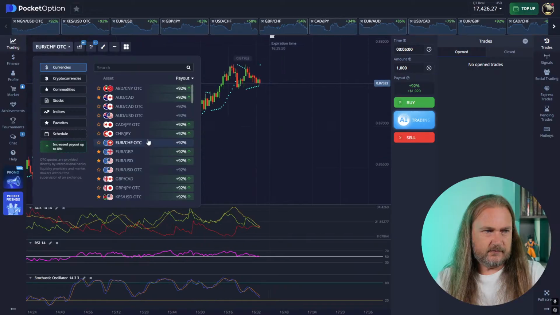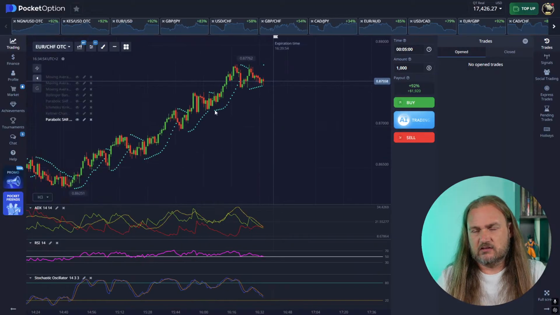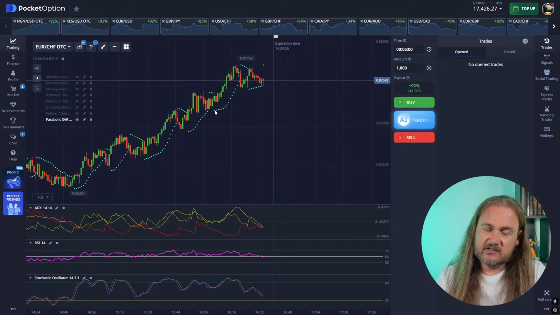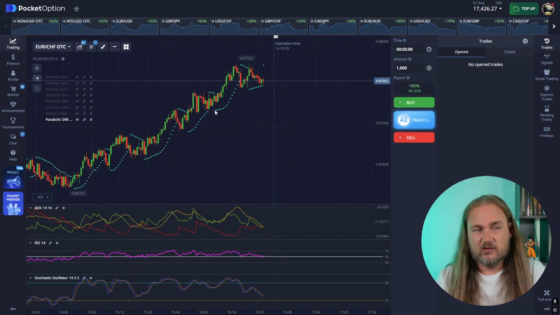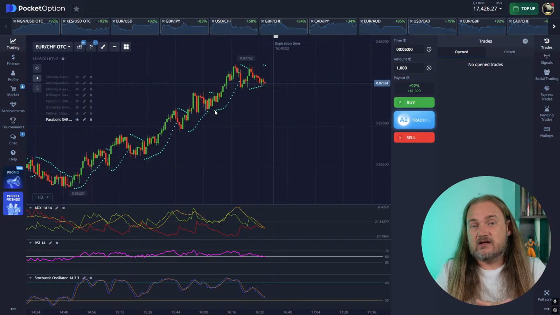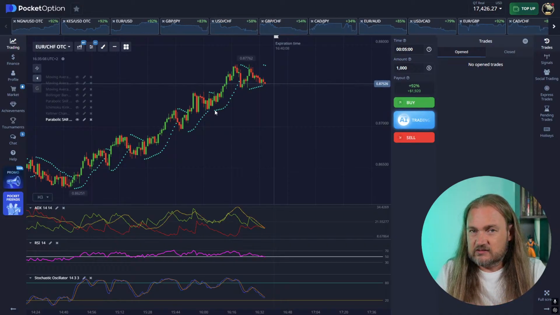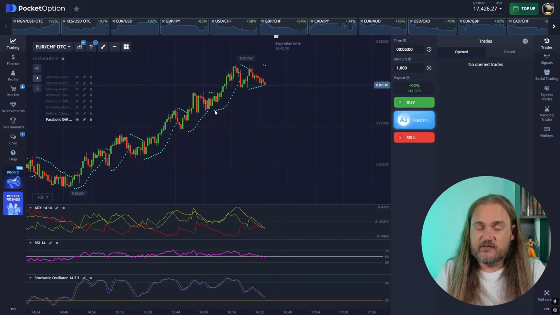So at least now we understand how the parabolic stop and release works. We understand that we can't use it by itself. We understand that we can't really use it while price is ranging. Before we even look for entries with the parabolic, we need to figure out: is price ranging or is price trending? If price is trending, great, we can look for entries.